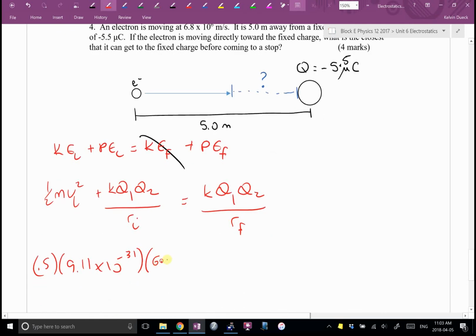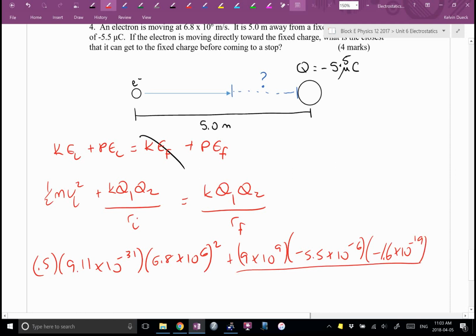6.8 times 10 to the 6th. By the way, the gravitational analogy is I didn't throw it very hard, and so it didn't go very high before it came falling back down. Yeah, I needed to give it more kinetic energy. Should have thrown it harder. Don't forget the squared. Plus 9 times 10 to the 9th. Negative 5.5. Negative 1.6 times 10 to the negative 19. All over 5 equals ditto mark.